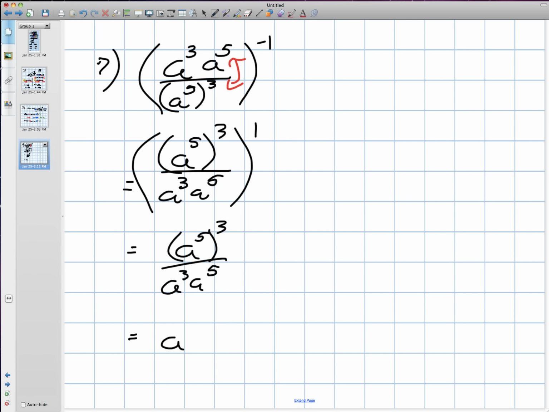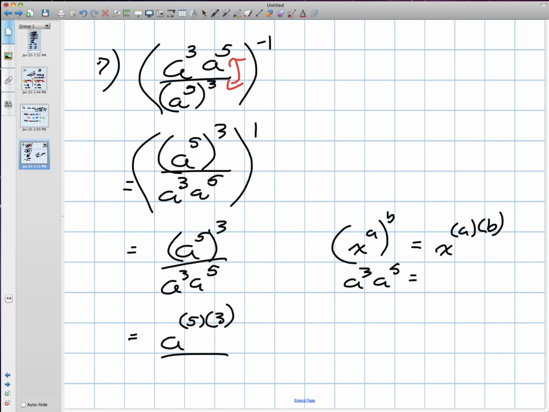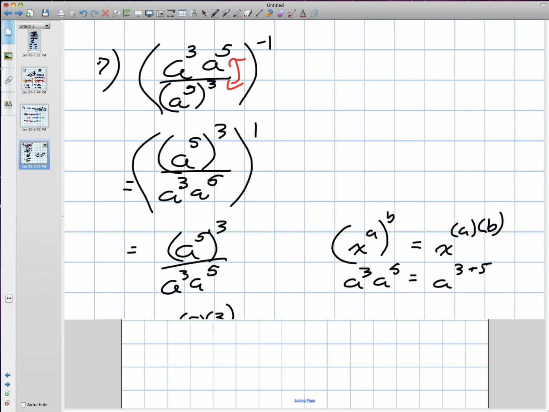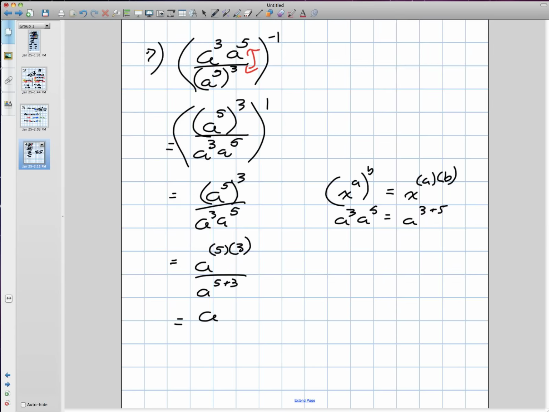A to the power of 5 to the power of 3. What do I need to do with those exponents? This is a power of a power. This becomes a to the power of 5 times 3. And underneath, we have a multiplication rule. What do we do with those two? We add them. So it becomes a to the power of 3 plus 5. So now we end up with a to the power of 15 divided by a to the power of 8.